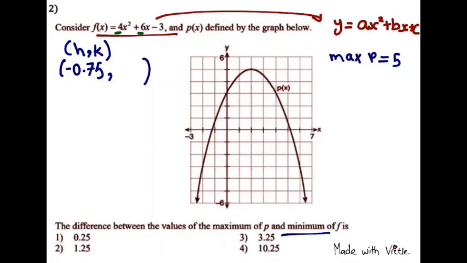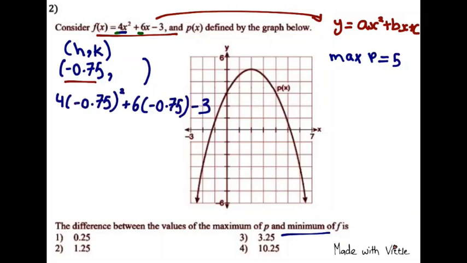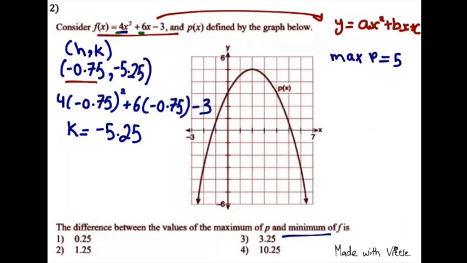When we want to find k, we will replace x by negative 0.75. After we replace x by negative 0.75, we put it in the calculator, and the answer is going to be negative 5.25. Here, k is considered as y, so the minimum of f is equal to negative 5.25.